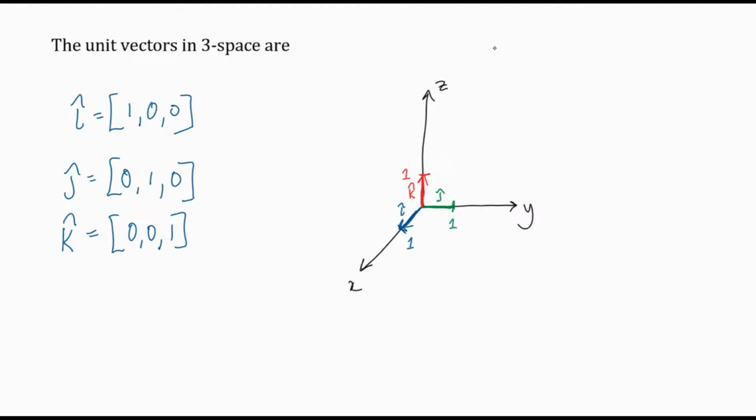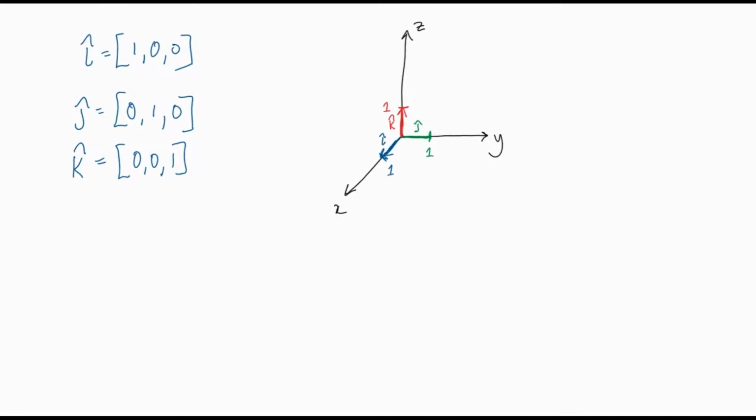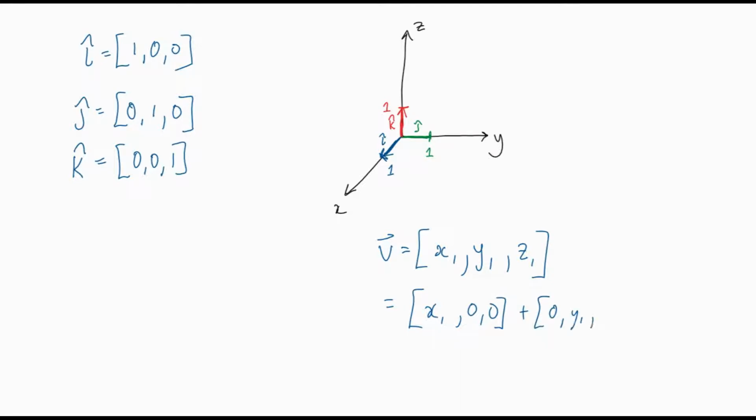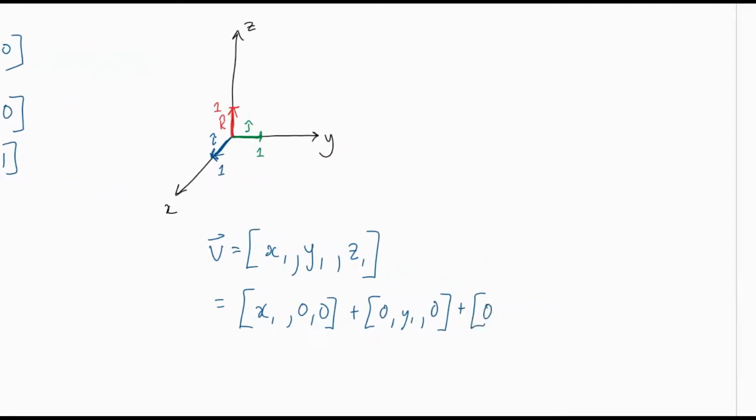Remember, a unit vector is any vector that has a magnitude of 1. The standard unit vectors in 2 space or 3 space are i hat, j hat, k hat, and they're just the unit vectors that go along the axes. Okay. So if I have vector v, which is x1, y1, and z1, then that is x1, 0, 0, plus 0, y1, 0, plus 0, 0, z1, or in other words, x1 times i hat plus y1 times j hat plus z1 times k hat.